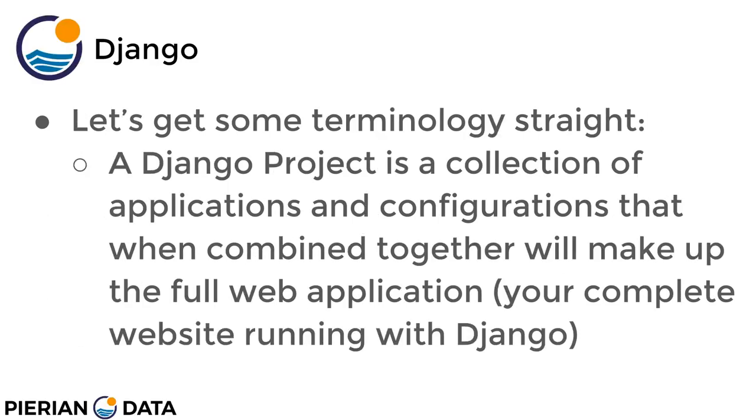Let's get some terminology straight though before we continue. A Django project is a collection of applications and configurations that when combined together is going to make up the full web application or website. That's your complete website running with Django. A lot of times people use the term web application to describe a website, so try not to get it confused with a Django application.